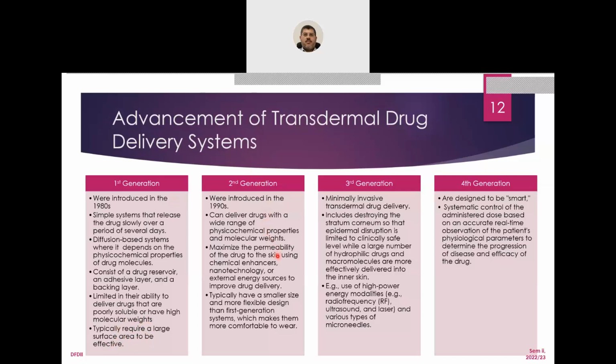Then the second generation came, and the main characteristic of this generation is that it can deliver drugs with a wide range of physicochemical properties and molecular weights. So the evolution of second generation means that scientists have found some ways to improve drug permeability, and they have some ways to include drugs that cannot be included by first generation TDD technology.